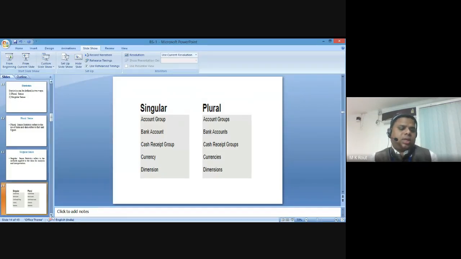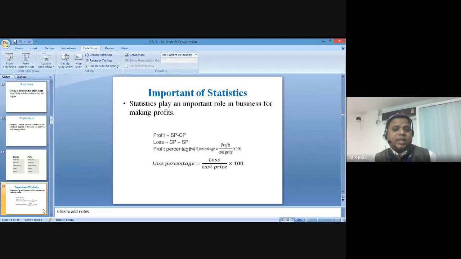Then moving to the next one, if you go to the financial point or importance of statistics, this is a typical example as far as finance is concerned. Statistics plays an important role in businesses making profit. As I told you, most of the organizations nowadays are focusing on profit. That is why these are called profit making organizations. So for profit making, the formula is given with the help of statistics.